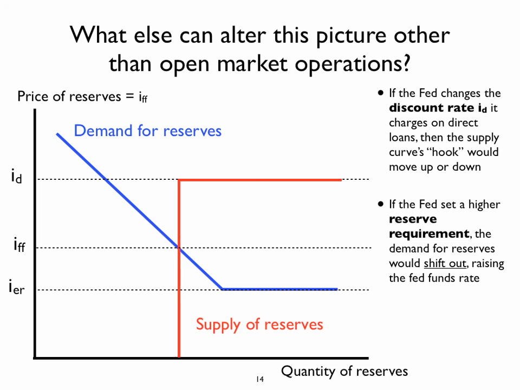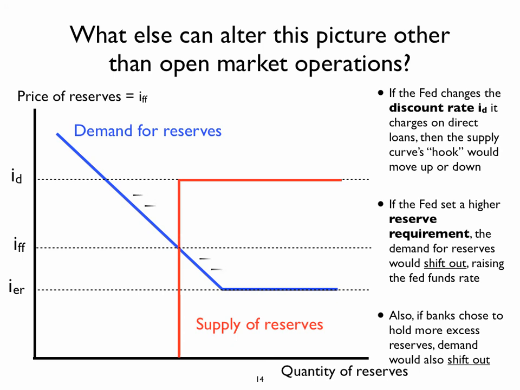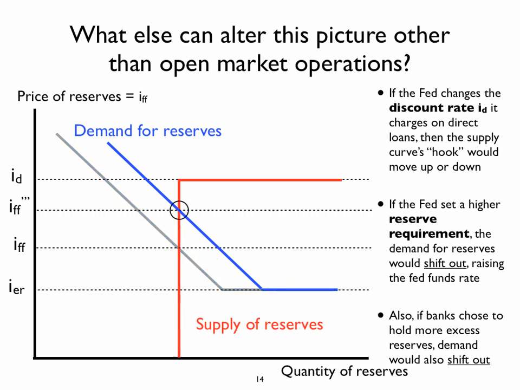And if it does, the demand for reserves would shift out, which would raise the Fed funds rate. It's because with a higher reserve requirement, there's a greater demand for reserves because banks need more reserves basically to meet the higher reserve requirement. Also, if banks just chose independently to hold more excess reserves, demand would also shift out. And so here are the bottom two bullets. That's what either one of these things would look like. There would be this higher Fed funds rate target in here at the higher level because the demand for reserves might increase.